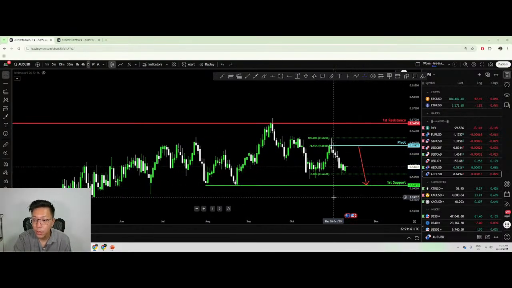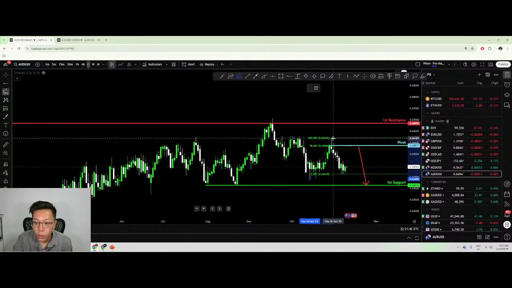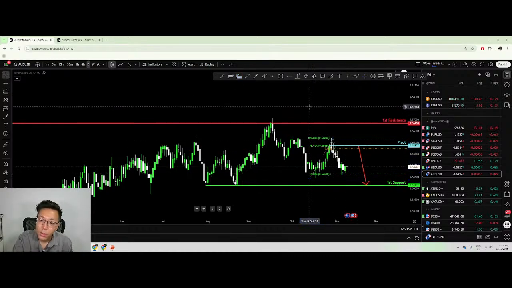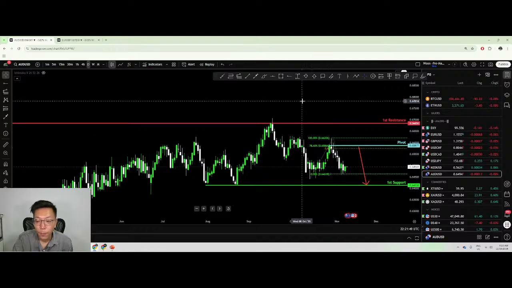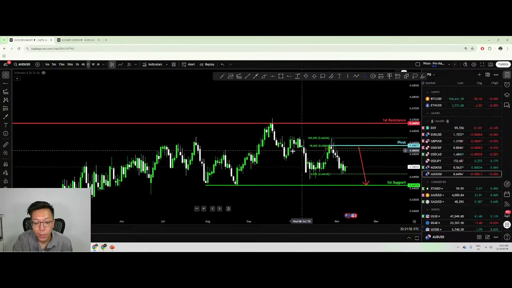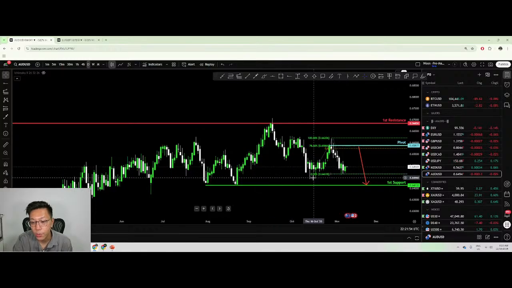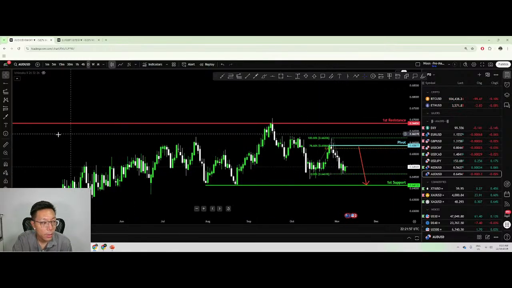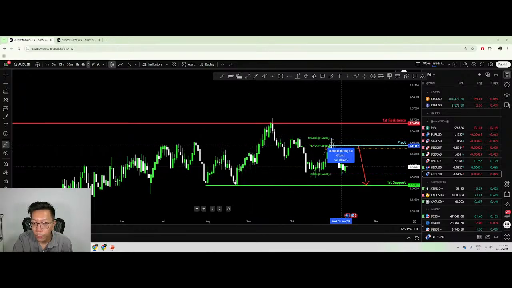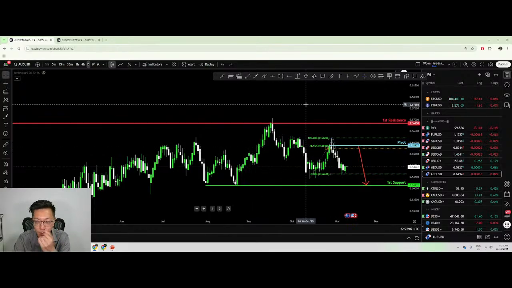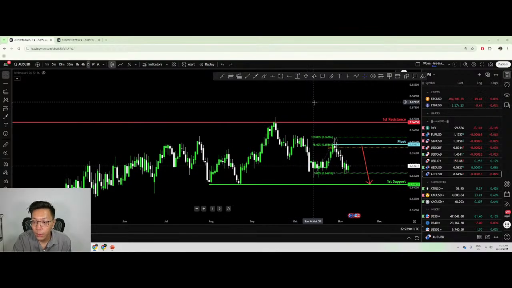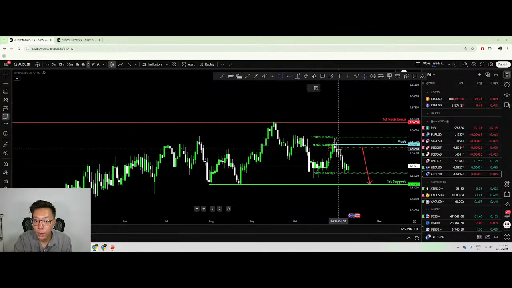Let me see if I missed anything out. If I mark out the projection, yeah, I think it's fine. I think we can use the 61.8% projection as well. It's not too far off, it's only about 12 pips. Yeah, I think that's fine. We can use that.